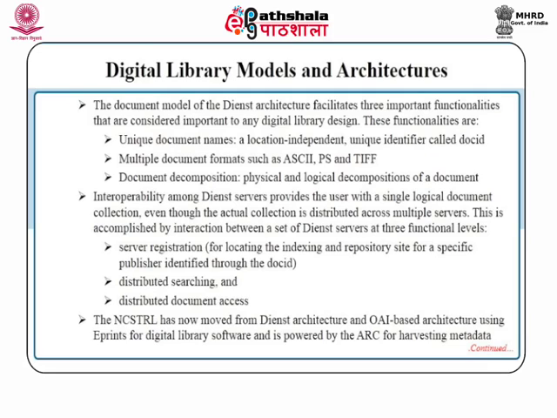distributed across multiple servers. This is accomplished by interaction between a set of DIENST servers at 3 functional levels, that is server registration, distributed searching and distributed document access. The NCSTRL has now moved from DIENST architecture to an OAI based architecture using ePrints for digital library software, and now it's powered by ARC for harvesting metadata.